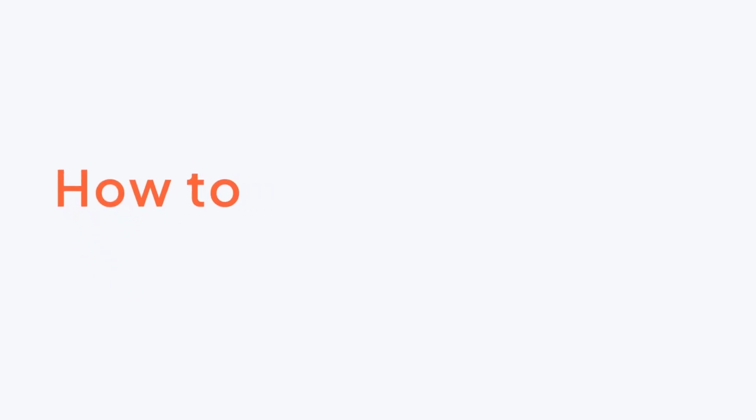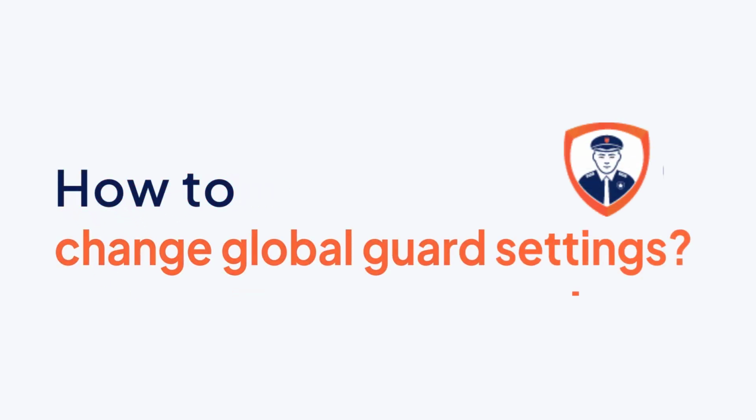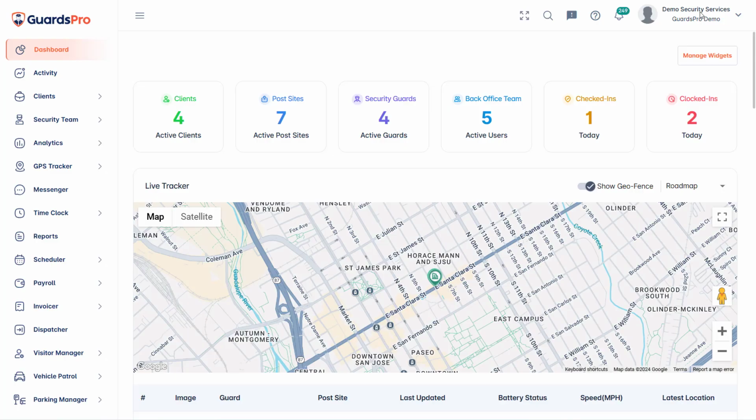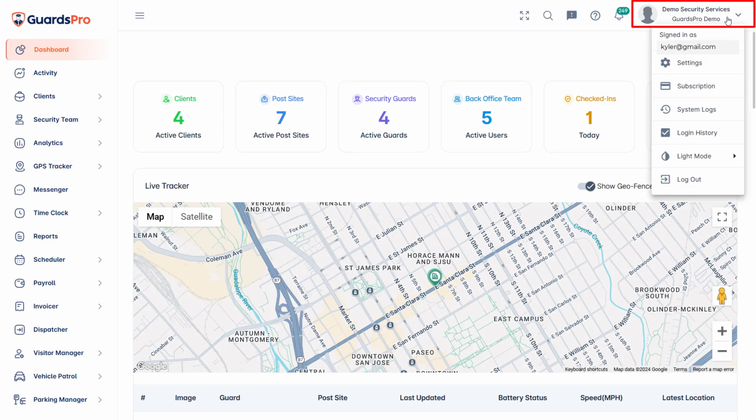In this video, we are going to show you how to change global guard settings. Universal guard settings allow you to change all guard settings in one place. For universal guard settings, click on your company name in the top right corner of the dashboard and select Settings from the drop-down.